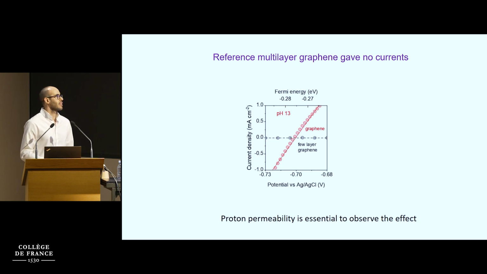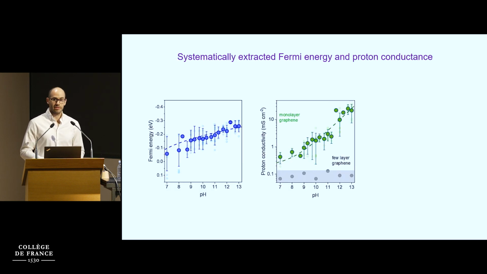this effect. So we did this systematically as a function of pH and for multiple devices. And this is what you have. This is Fermi energy at the zero current potential versus pH. Each of these little dots is a single measurement, and this is the statistics for each of them. As you see, as you increase the pH, what happens is that the Fermi energy increases.